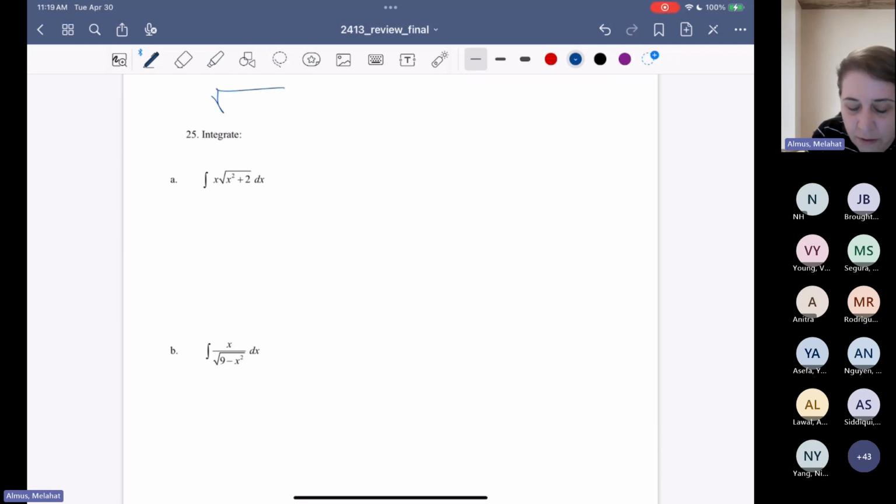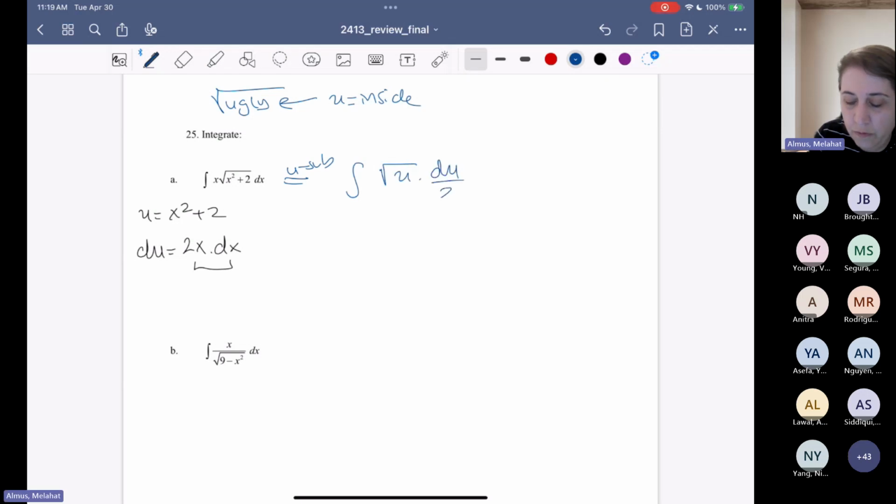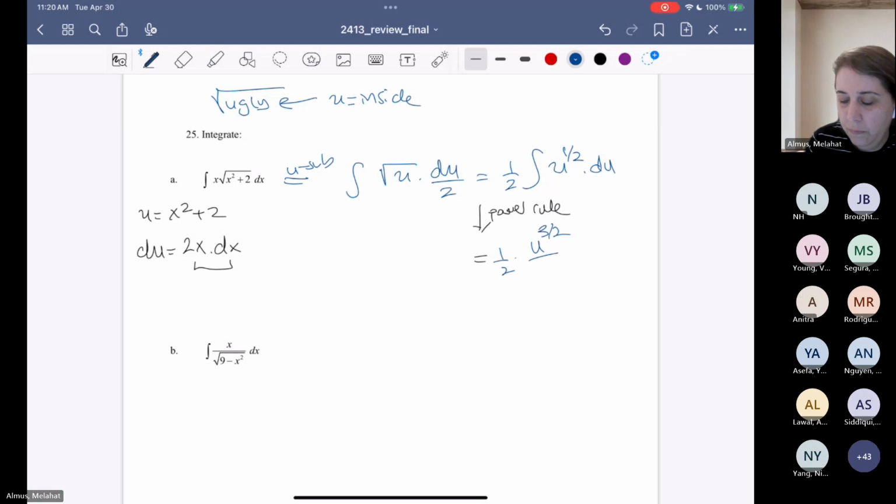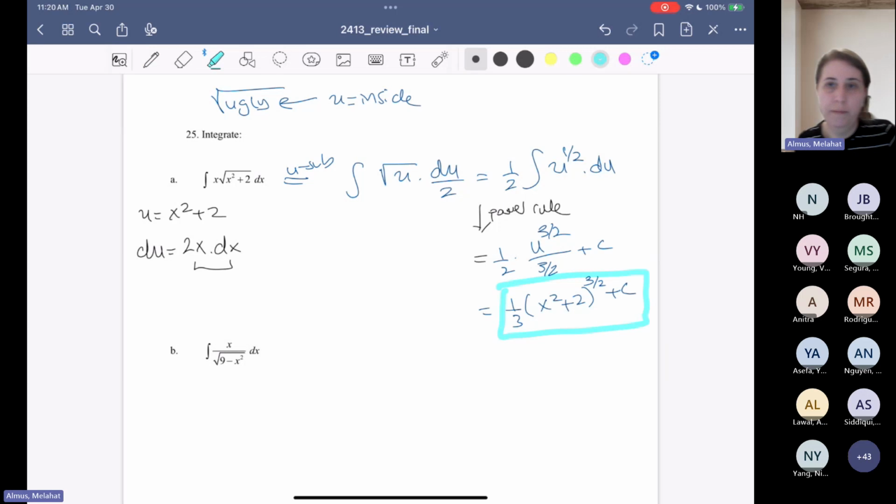All right, square root of ugly, u equals inside is the idea that works most of the time. Take the derivative, and we have x dx inside the integral. So u sub says root u, du over 2. And root u is u to the power of 1/2, so we can use power rule for integrals, of course. Okay. Don't forget to go back to x. Okay. 1/2 times 2/3, the 2's will be cancelled.